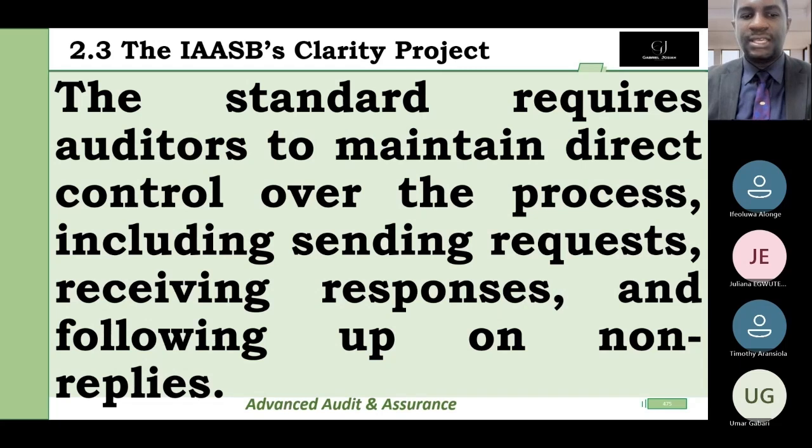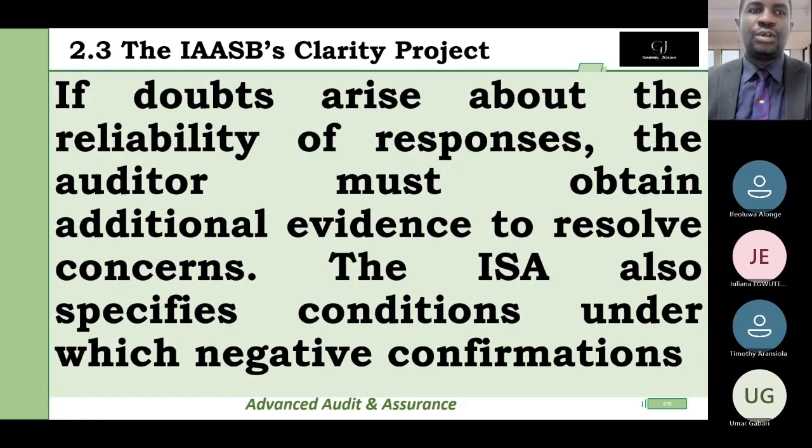So external confirmations are key, and this standard, ISA 505, helps to clear doubts about the reliability of responses, the reliability of account balances, the size, the amounts. The auditor must obtain additional evidence to resolve concerns. So where there are concerns about the confirmations, the amounts, the figures, the items on the invoice, the auditor needs additional evidence to confirm those balances.